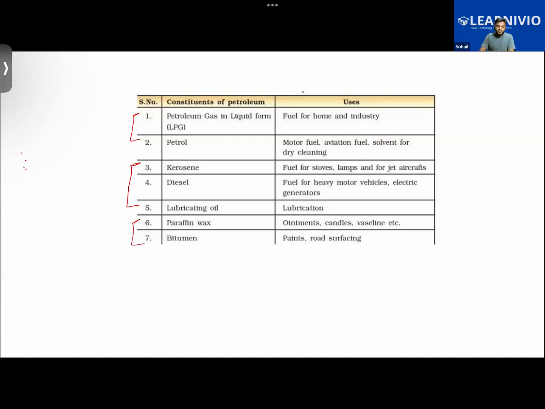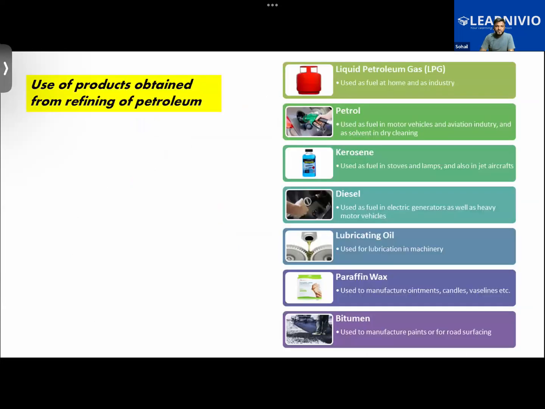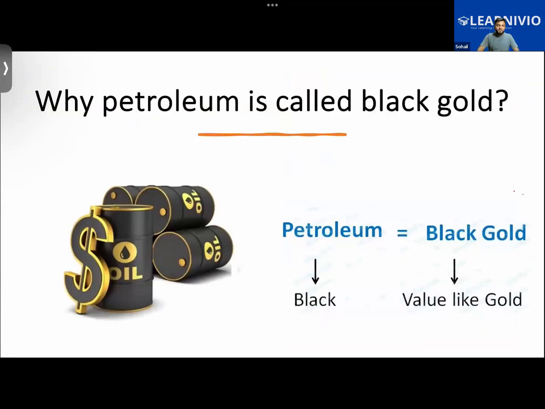Liquefied petroleum gas is used in homes and industry for burning purposes, like cooking. We did learn about petrol, diesel, etc. One particular product obtained from the refining of petroleum is bitumen, which is used in metalling of roads, and it is also used as paint. Furthermore, burning of petroleum also has some impact on the environment.